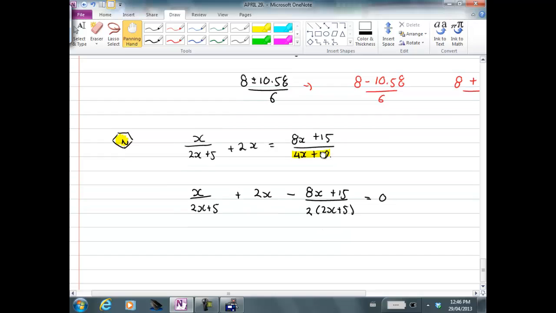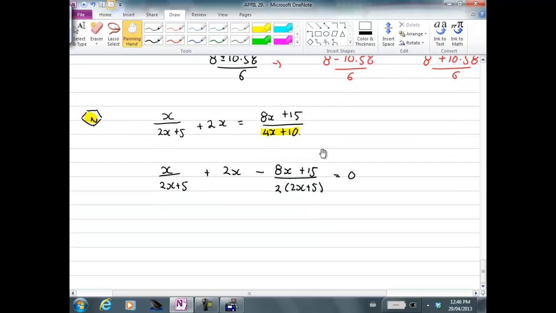Who haven't I asked today yet? Divya, what's your LCD? This whole thing is your LCD right here. That whole entire thing. If you said 2x plus 5 by itself, it's wrong. Question. 4x plus 10 is the same. You did potato, I'm doing potato.